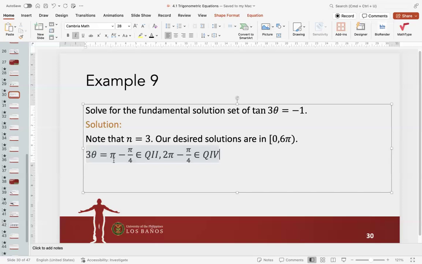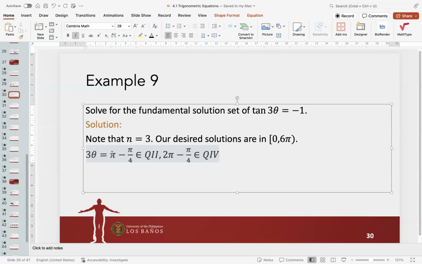Again, why did we choose pi over 4 as a reference angle? Because tangent is equal to 1 when our angle is pi over 4. Okay? So these are your answers in the interval 0 to 2 pi. So now we just simplify this.